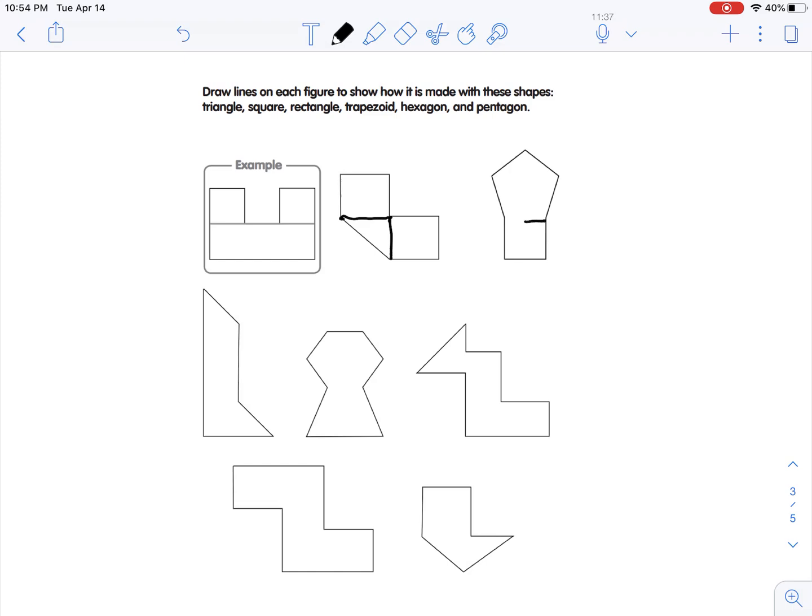All right, I'm going to go next door now. I'm going to draw a line right down the middle right here. Now I have a square below. And what is that shape above? Yep, that is a pentagon. A pentagon has 5 sides.